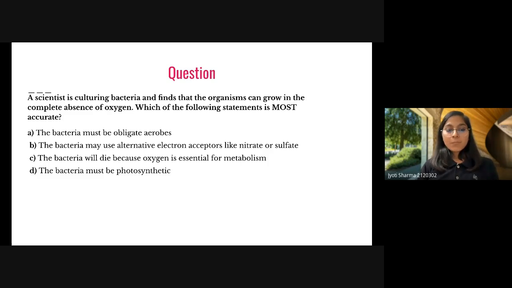What do you think? What is the most appropriate statement when we are saying that the organism doesn't need oxygen to grow, and can grow in the complete absence of oxygen? Can you give me the right answer for this?